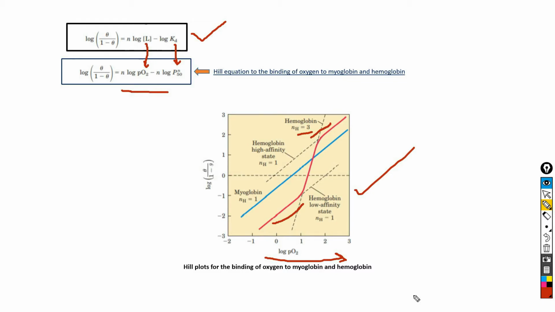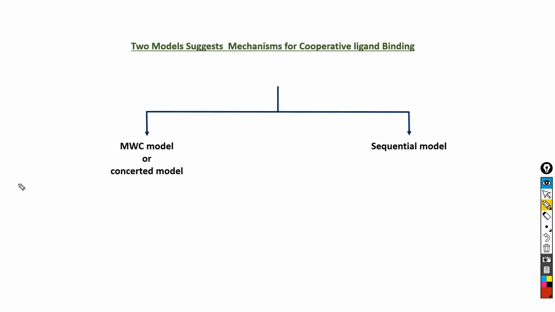So now the question is, what mechanism explains the cooperative binding of ligand to protein. And there are two models that suggest the mechanisms for cooperative ligand binding. The first one is the MWC model, which is also known as the concerted model, and the other one is the sequential model.